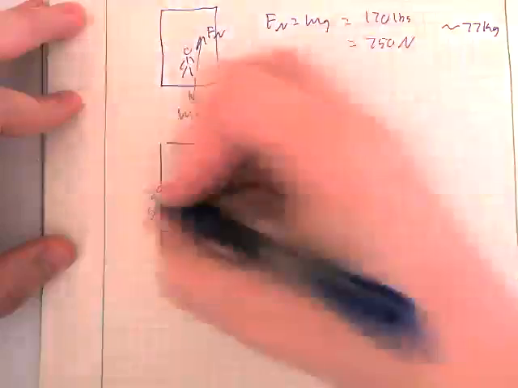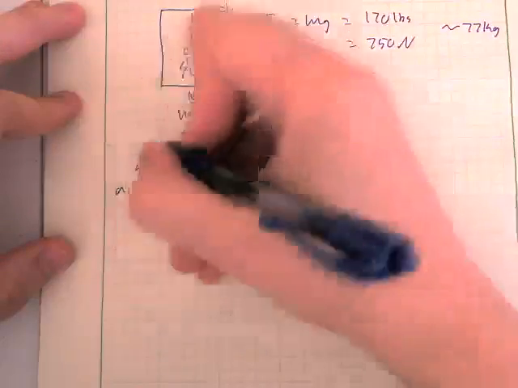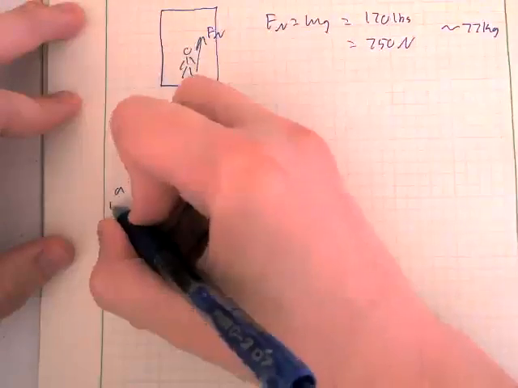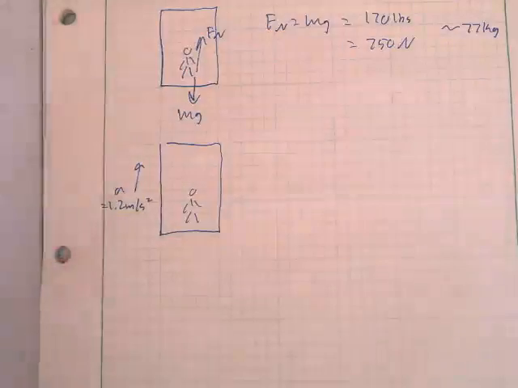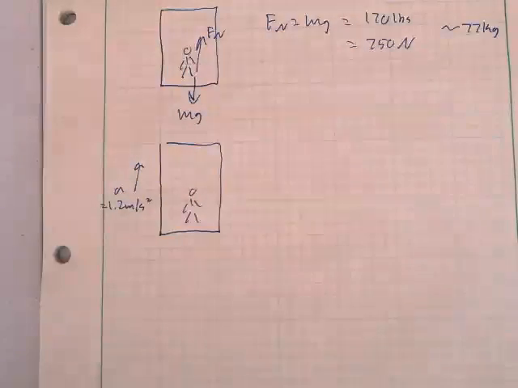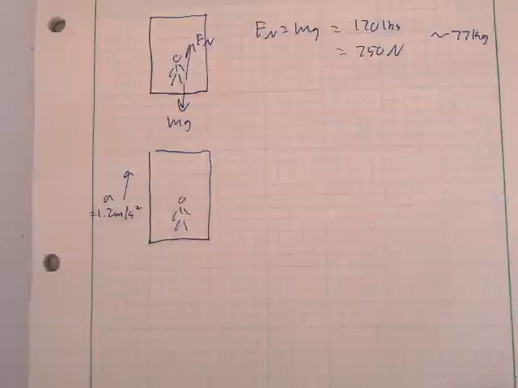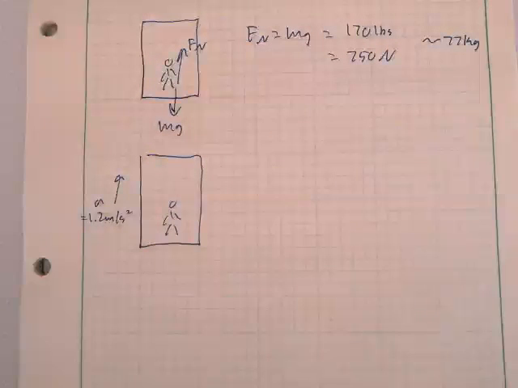What changes about this picture? We're going to say it goes up with an acceleration of 1.2 meters per second squared. Now, what do I experience? What goes on within this non-inertial reference frame?